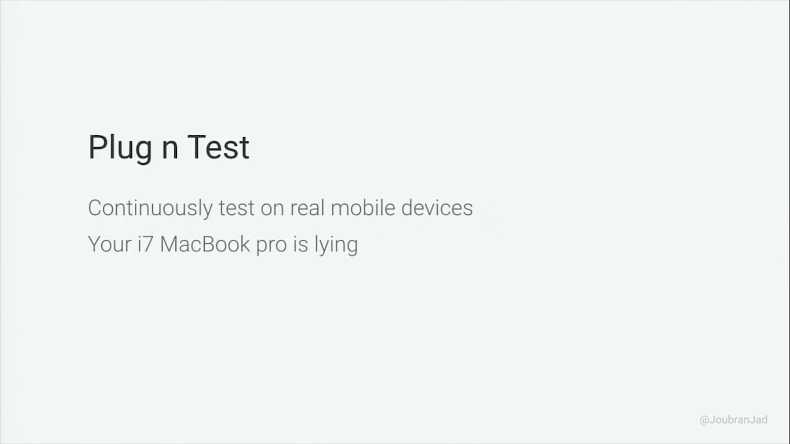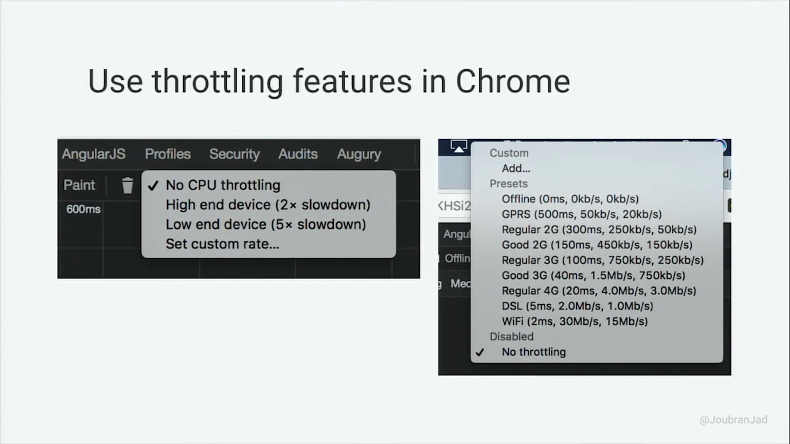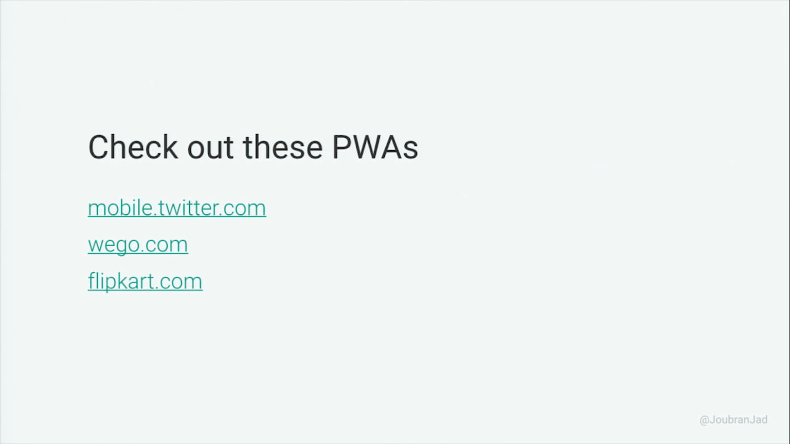Make sure to always plug and test. Because what takes a fraction of a second on your laptop could take up to 5 seconds on a real mobile device. So always have your phone plugged. If you're on Chrome, use Android. If you're on Safari, use iOS, or the opposite. And use throttling features in Chrome, so you can throttle CPU up to 5 times, and regular 3G if you're working on desktop. And it's always good to see that other players in the market are doing that.